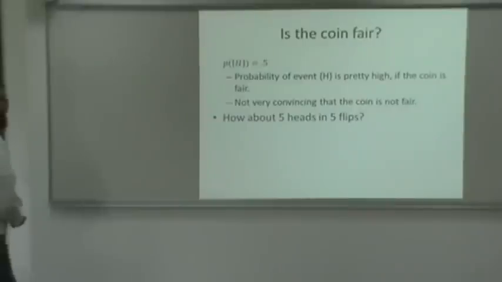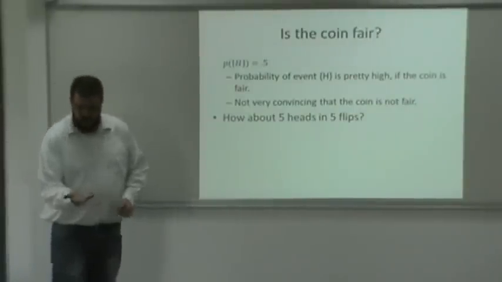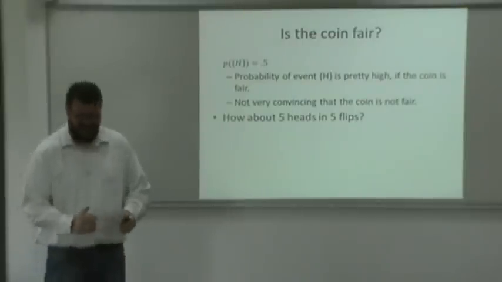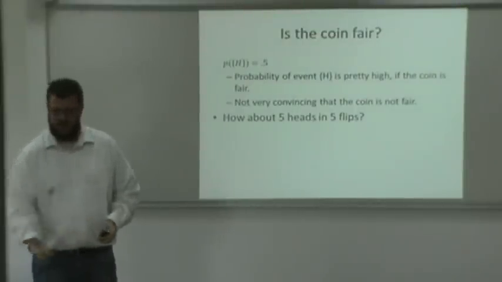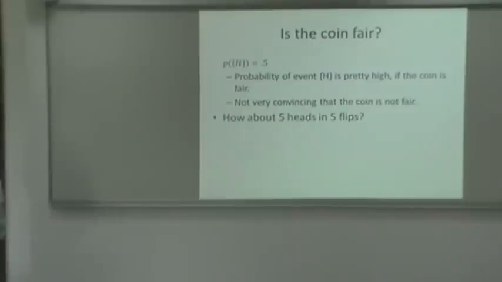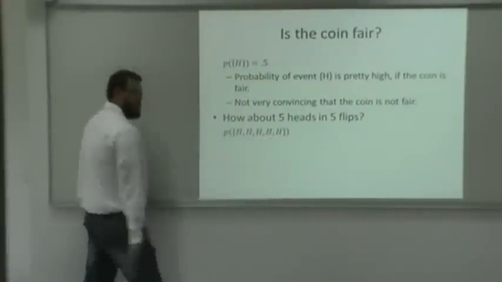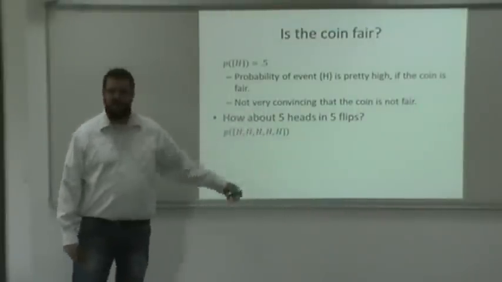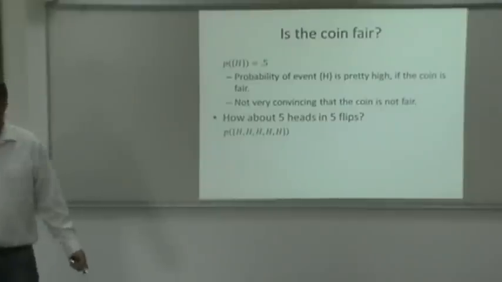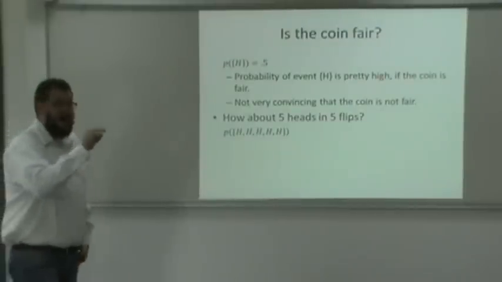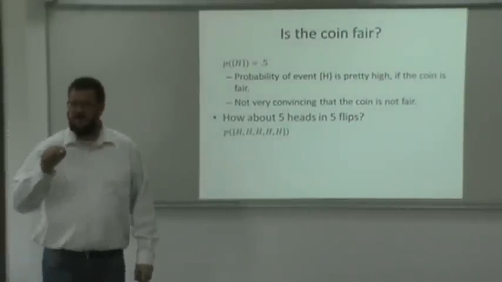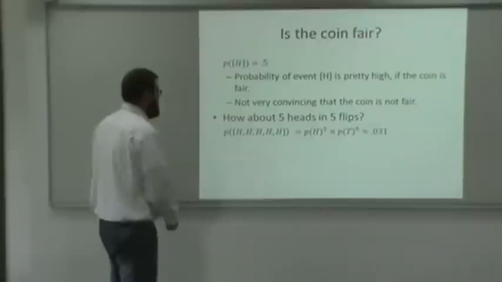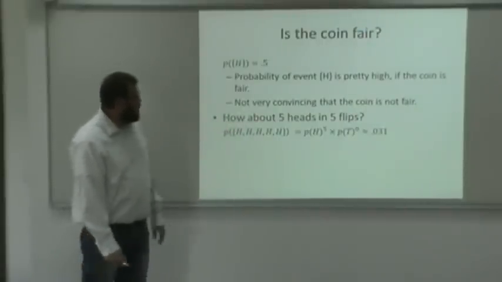So, how about getting 5 heads in 5 flips? If I did this 5 times and I got 5 heads, right? What would the probability of this set be? A head on the first, a head on the second, a head on the third, a head on the fourth, a head on the fifth. What's that probability? 0.5 to the 5th times 0.5 to the 0th, because we have no tails. And that is roughly equal to 0.031.